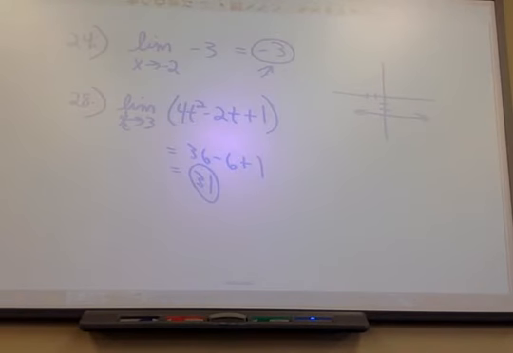So if it's just a plain old polynomial, I can just plug that x value or t value right in and get my limit. That's nice. Okay.